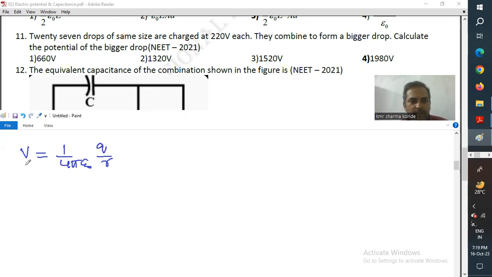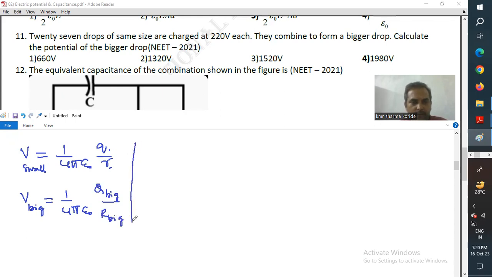So this is what you call the potential due to the smaller charge. R is the radius of the smaller drop, the distance from where you are looking for potential, and this is the charge. Now, potential after you merge, when it becomes a bigger drop, is going to be 1 by 4 pi epsilon naught, then the charge of the bigger drop, over the radius of the bigger drop.